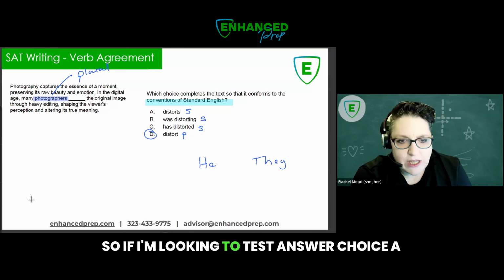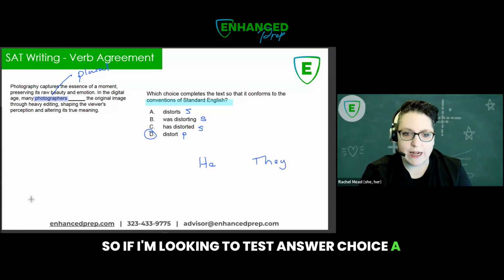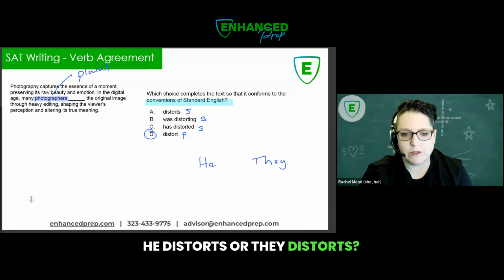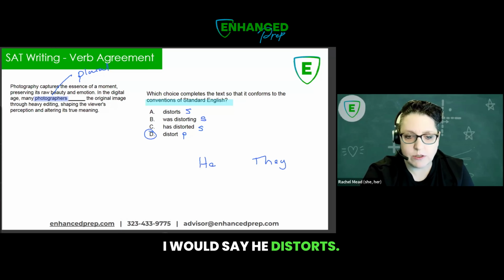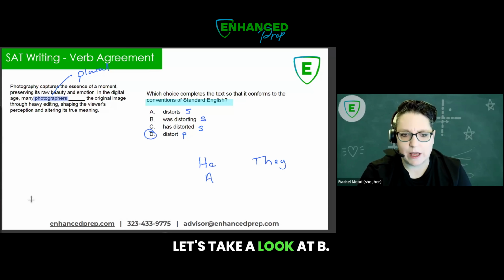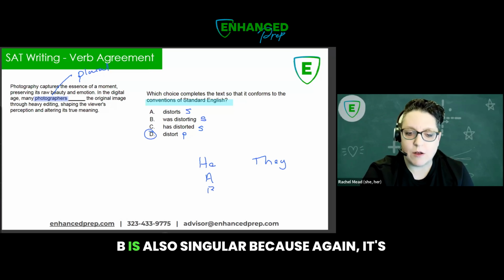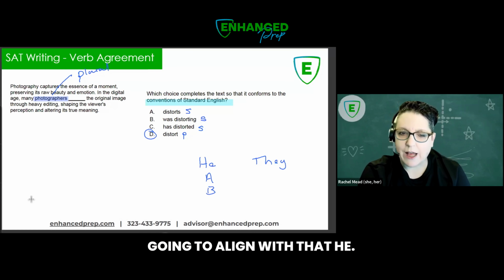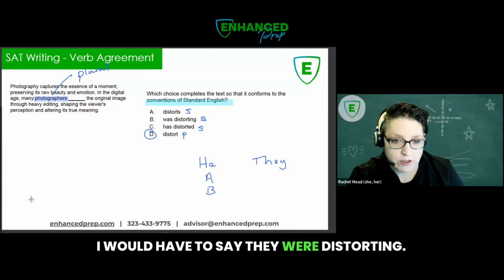So if I'm looking to test answer choice A and I have the word distorts, would I say he distorts or they distorts? I would say he distorts. I would say they distort without the S on it. Let's take a look at B. He was distorting, they was distorting. B is also singular because again, it's going to align with that he. I would have to say they were distorting.